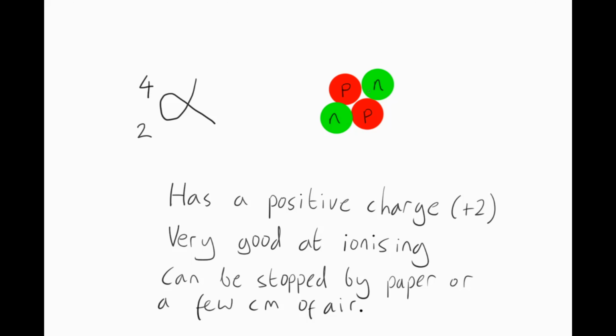Alpha radiation consists of alpha particles. Now an alpha particle is made up of 2 protons and 2 neutrons, so it's given the symbol 4-2. If you look at that, it's actually the same as a helium nucleus. It's got 2 protons and 2 neutrons. It has a positive charge of +2 because of the 2 protons. But the most important feature about alpha is that it's very, very good at ionizing things. It's very good at knocking the electrons off other atoms and turning them into ions. Now, because it does that so well, that means it runs out of energy very, very quickly, which means alpha is the easiest kind of radiation to stop. It can even be stopped by a thin piece of paper or just a few centimeters of air.